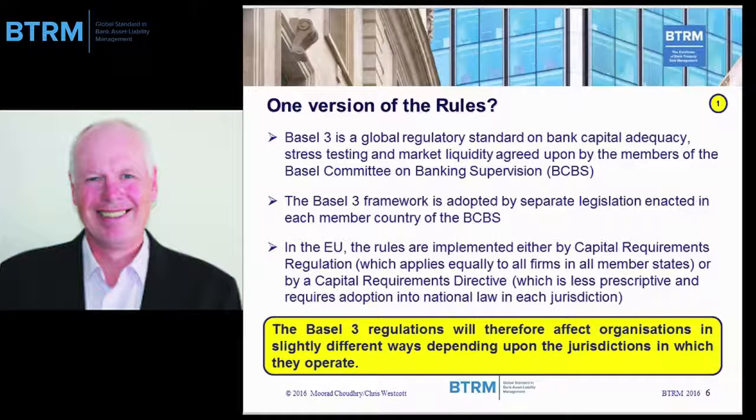So in the EU, these rules are implemented by the Capital Requirements Regulation, which applies to every bank and financial institution operating in the EU, or by something called the Capital Requirements Directive, which is, should we say, another part of the legal side of things, and this in effect gives each of the member states the ability to implement the required set of rules, so the Basel rules, by their own national law. So therefore, the regulation bit will be the same in every jurisdiction, whereas the directive bit could technically be subtly different in each of the EU jurisdictions.